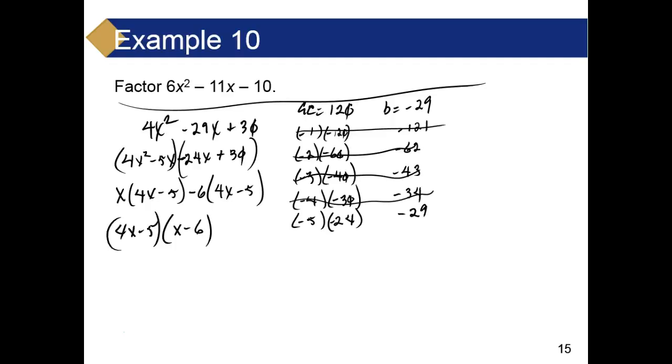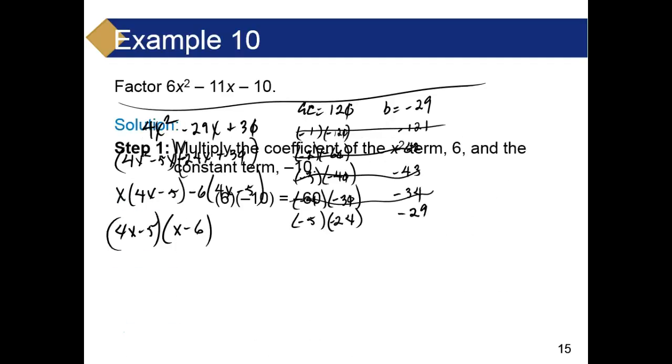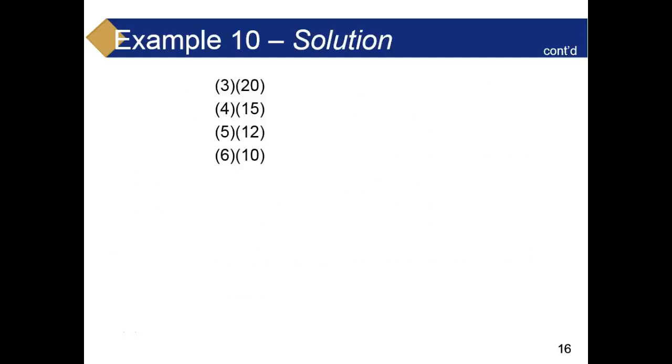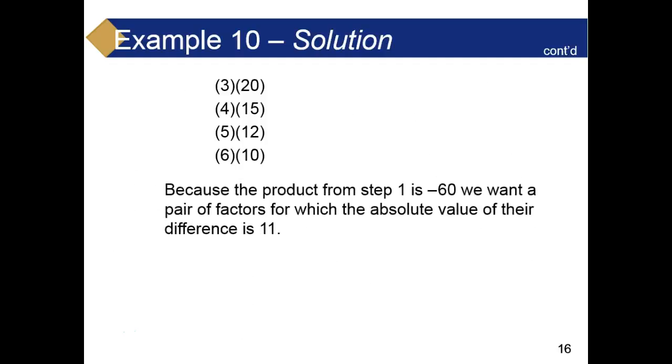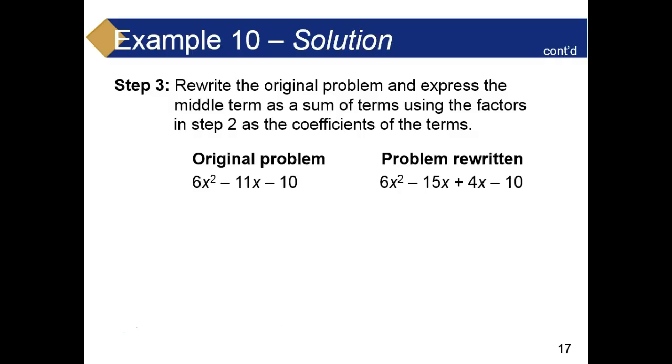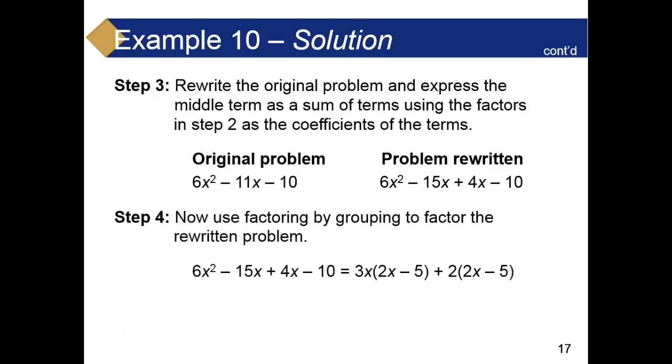Okay, that was example 11. Let's see what they got. 4x minus 5 times x minus 6. Good for them. They got it right. Okay. Now these, we've already done this, so I'm going to skip on through that. And that. And that. Okay. I think we did that one. Yeah. This is still example 10.